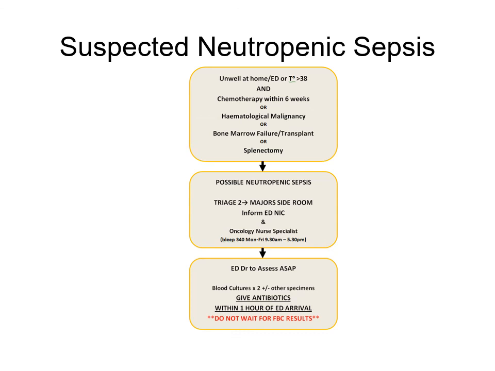And this means even if they look well with a NEWS score of 0 and are apyrexial, that we give them broad spectrum antibiotics without waiting for the white cell count to come back to show that they're neutropenic. Assuming that there are no drug allergies, the antibiotics of choice for suspected neutropenic sepsis would be IV Tazocin and gentamicin. In reality, getting the Tazocin into the patient as early as possible is definitely the most important thing. The gentamicin can wait till later on if required. Patients who are allergic to penicillin will require either meropenem or teicoplanin instead.